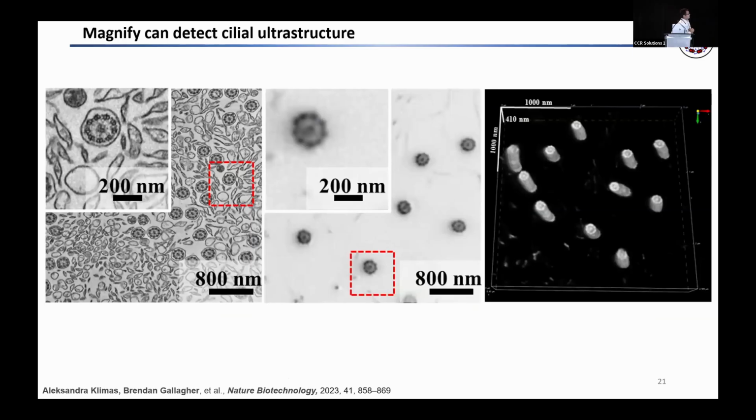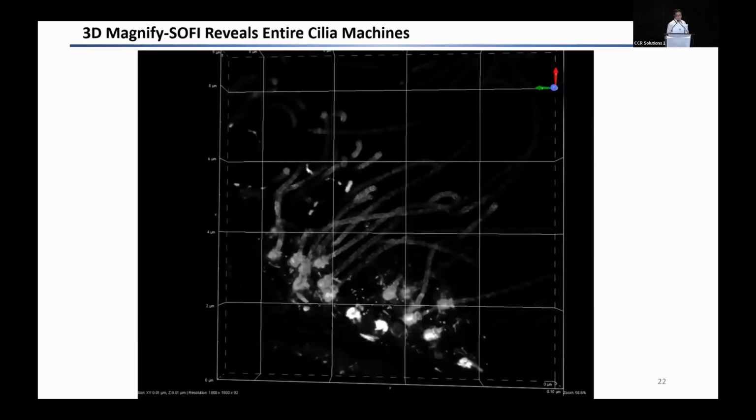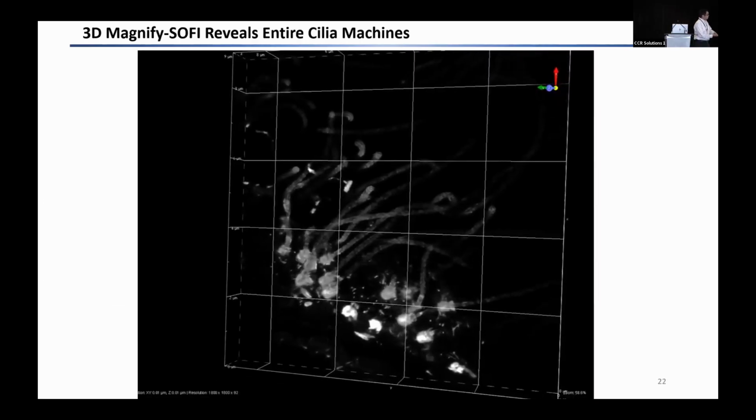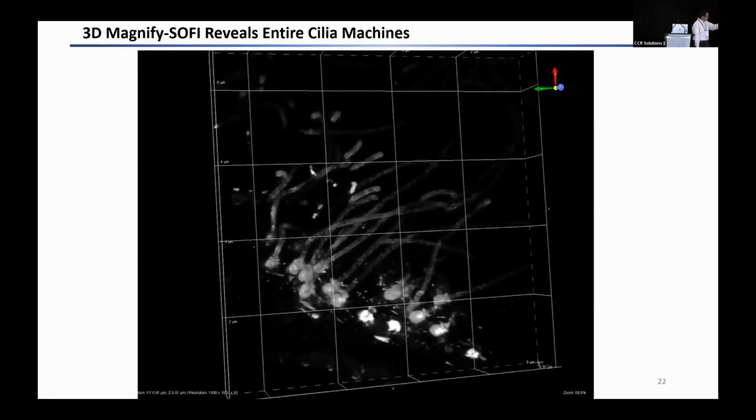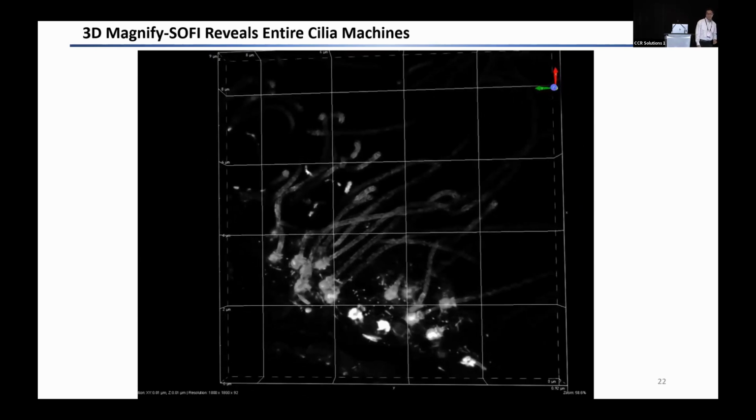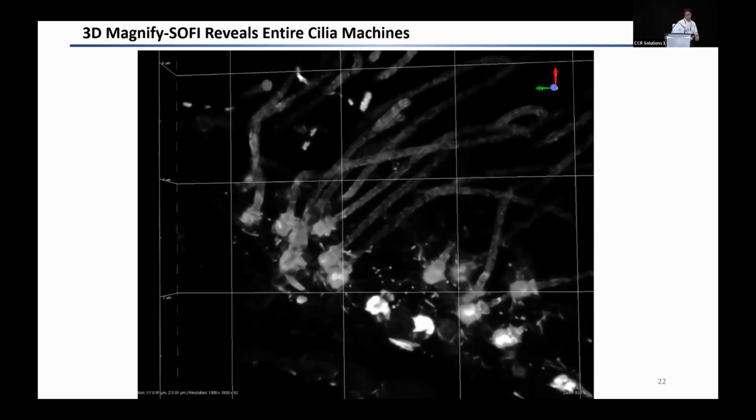You can also detect ultrastructure, right? Of course, you cannot compete with EM in terms of resolution, but at least you can still see the ninefold symmetry of the microtubule bundles, and also the centrioles. The advantage of Magnify, or expansion, is you can easily do 3D using this confocal microscope. You can even image the whole ciliary machinery, from the basal body and the distal appendage all the way to the primary cilium, and still be able to resolve those structures.